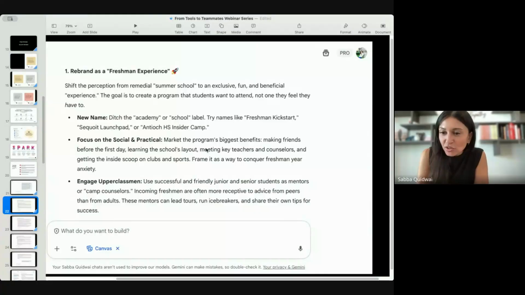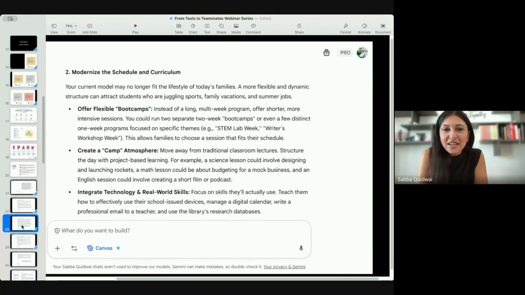Maybe make it more social. This is not just about learning math or English. This is about, you're going to meet friends. You're going to meet your counselors. You're going to get a preview of everything that is going to come, right? Maybe another idea is you make the schedule more interesting. Not math, English, and science class like a normal summer school, but maybe you make it more like a camp. Maybe you have more technology, more projects, so they are more excited to come and join.